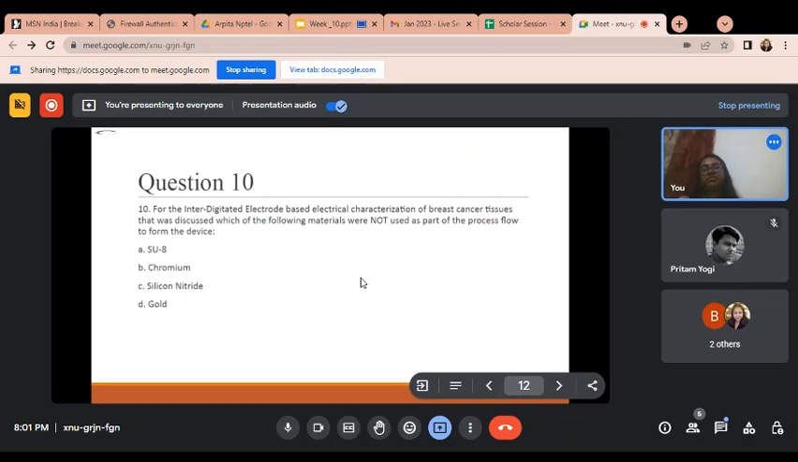Okay. Next we are moving towards question number 10. For the interdigitated electrode based electrical characterization of the breast cancer tissue that was discussed, which of the following materials were not used as a part of the process flow to form the device? The first option is SU8, the second option is chromium, the third option is silicon nitride, and the fourth option is gold. So go through the question carefully and then try to get the answer, there is no hurry. Silicon nitride is not used.